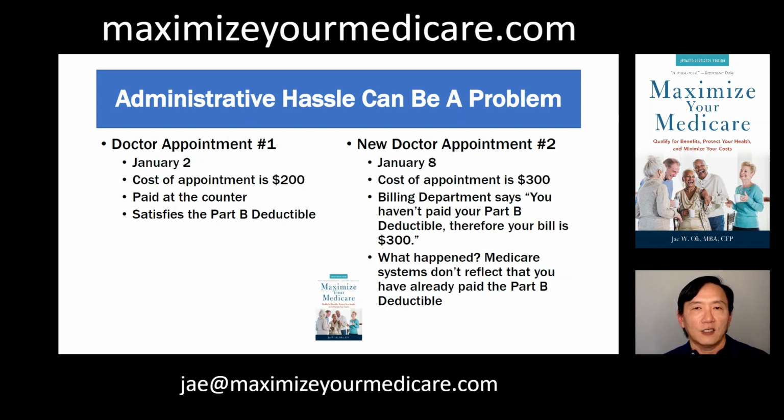Well, you go to that same doctor, and then you realize you need a referral to another doctor, or they order lab tests. So now you go to another doctor, appointment number 2, on January 8th. The cost of the appointment at a specialist is, let's just call it, $300. You go to the billing department, they look for your insurance, and the billing department says, well, you've not met your Part B deductible, therefore your bill is $300.